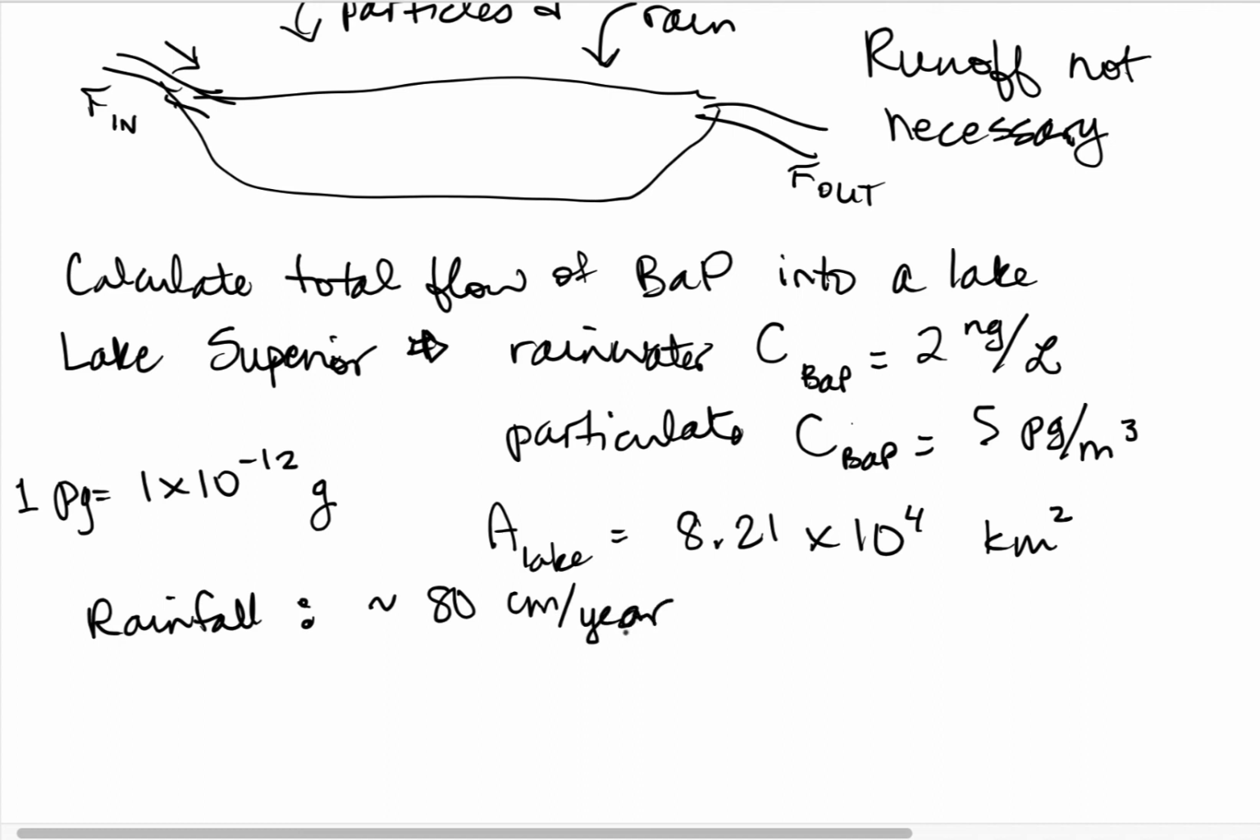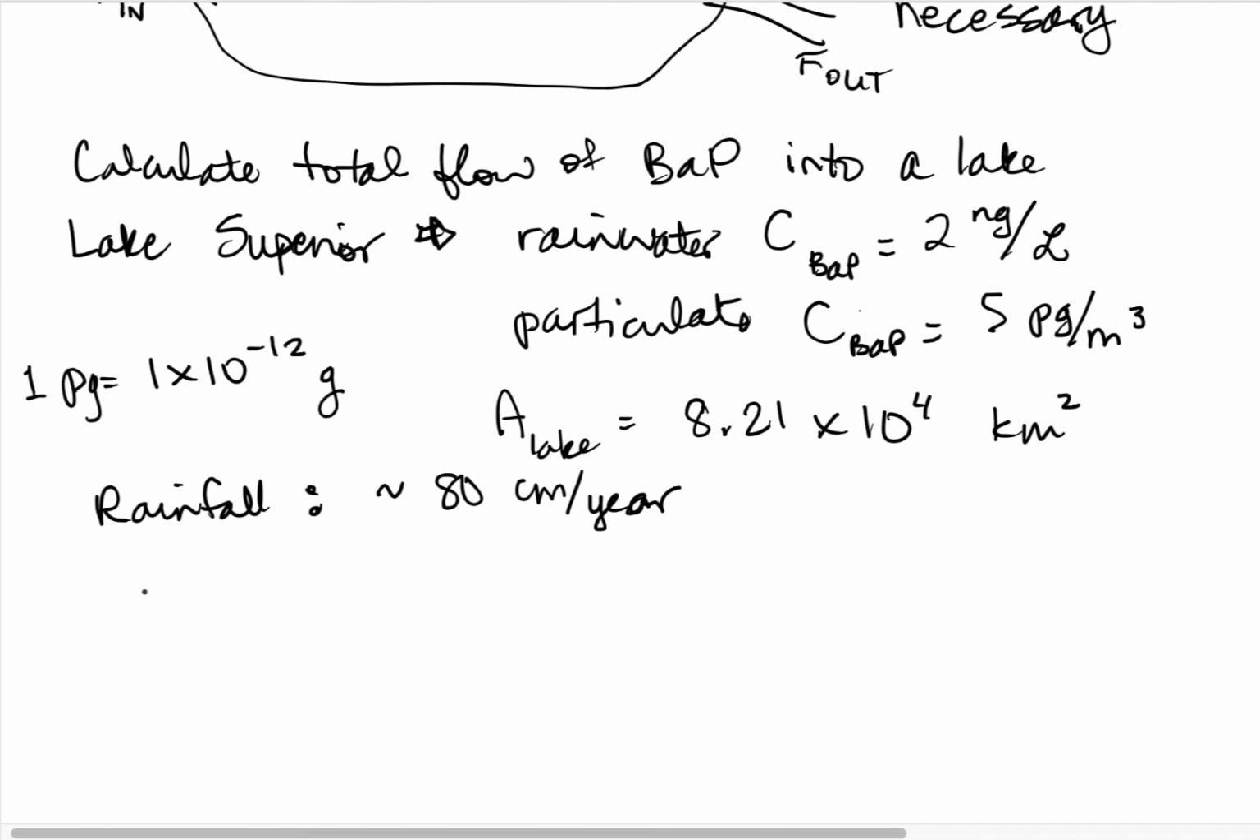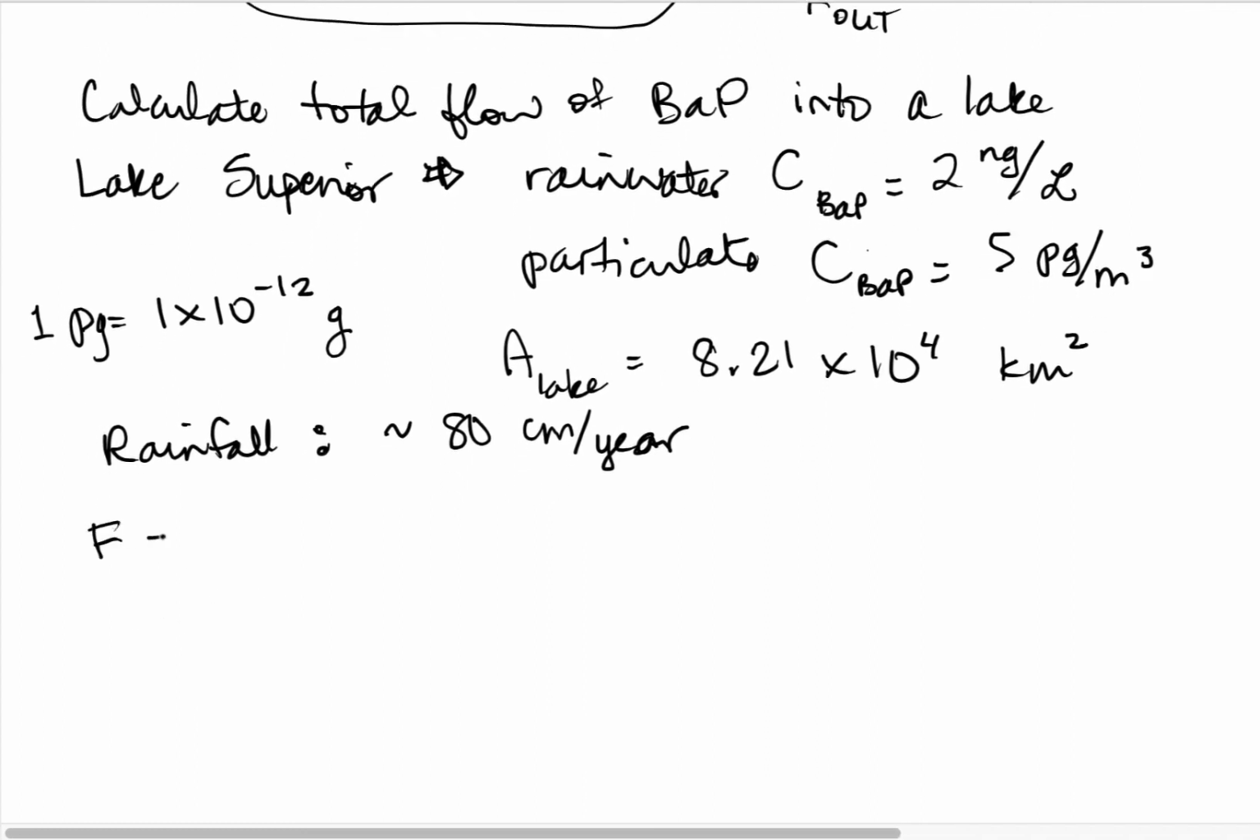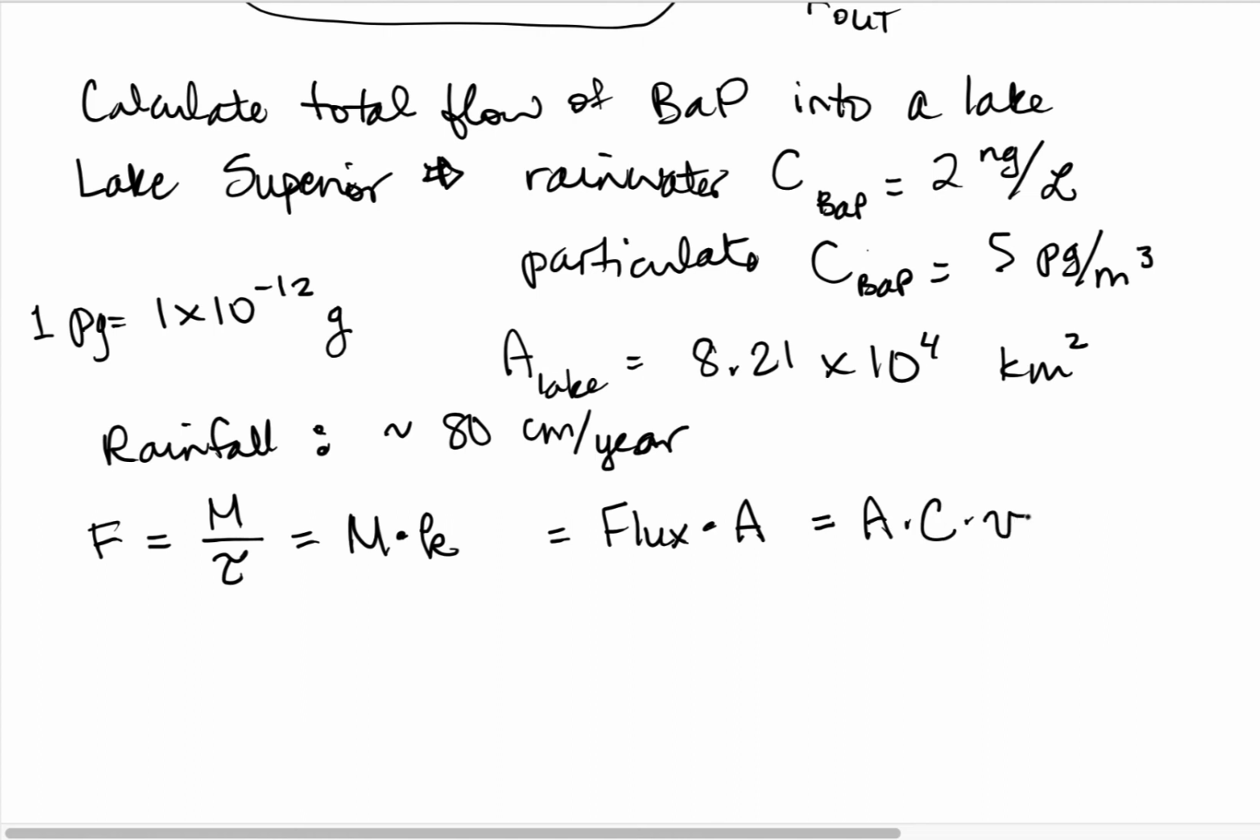If we're thinking about the total flux, we're going to remember our flux equations. Our flow is what we're looking for, not flux. This is, I'm sure, going to be a little bit confusing, so I'll try to be really clear. Flow is our stuff over the residence time. Also, our stuff multiplied by the rate constant. Also, our flux times the area. Also, our area times the concentration times the speed. All of these are expressions for the flow.